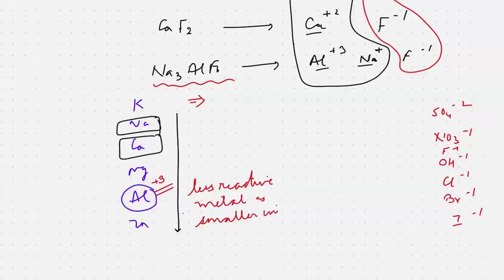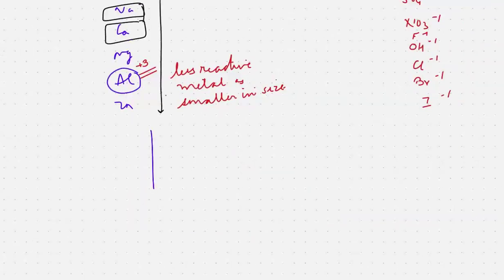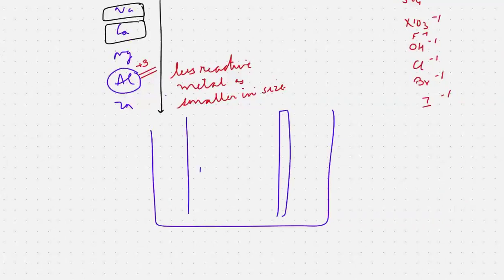And when a less reactive metal is smaller in size, what exactly does that mean? Because it is smaller in size, it is going to gain electrons quickly and it will not lose electrons. So now you tell me, in the beaker, this is going to be my electrode. This is going to be my other electrode. And this is going to be positive. Am I right? Yeah. So here, what are we going to have? We are going to have this beaker. We are going to have Na plus.